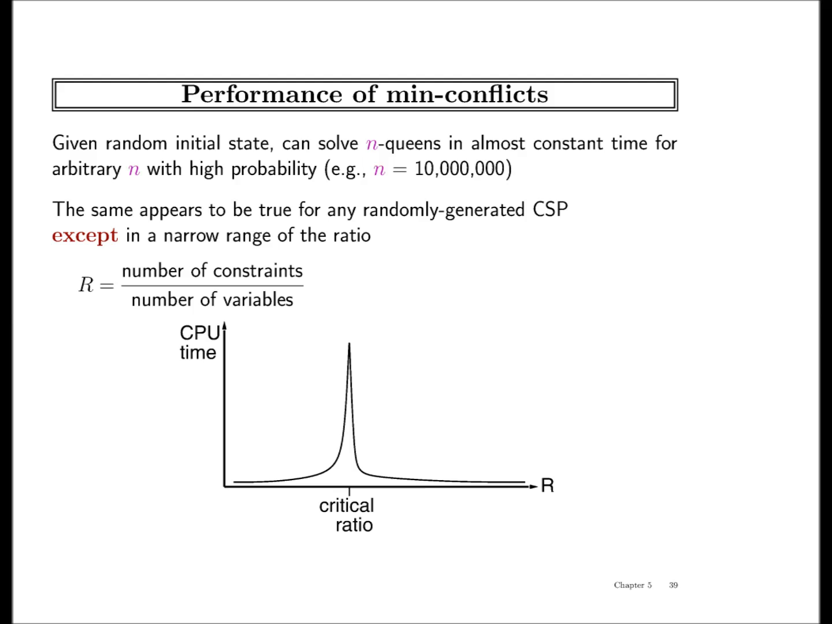So what is the saying? It is saying that I can find solutions to NQueens with a high probability, almost constant time, for very large n. But that's not saying. What is the critical ratio? Yeah, I've not gotten there. Okay, sorry. And that appears to be true for any randomly generated CSPs.